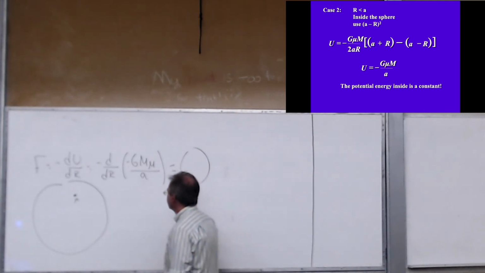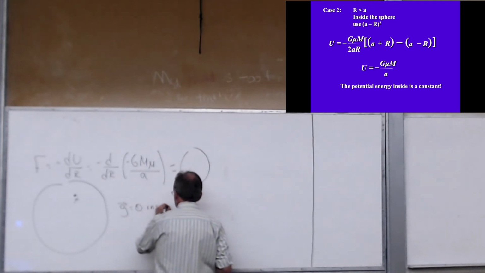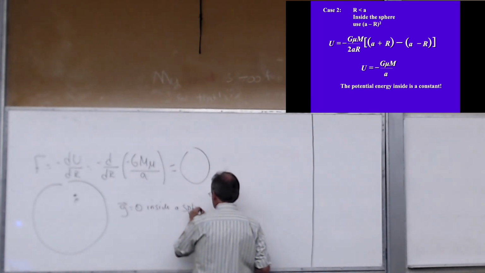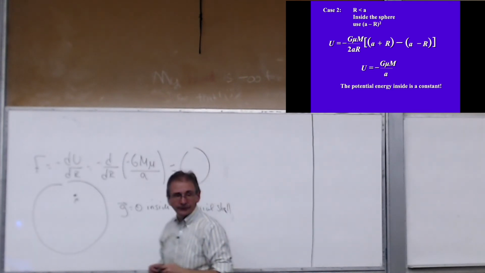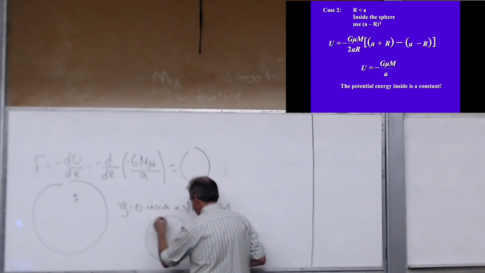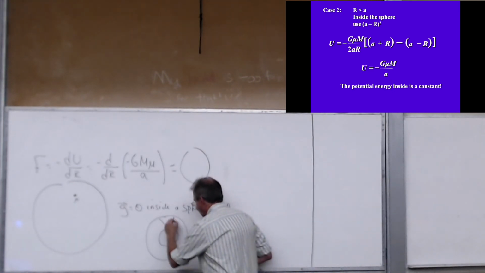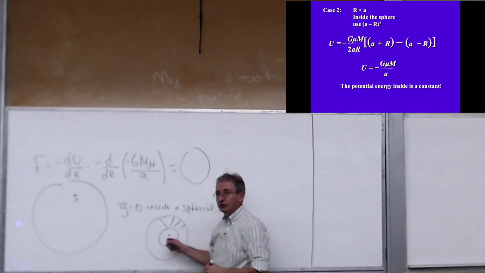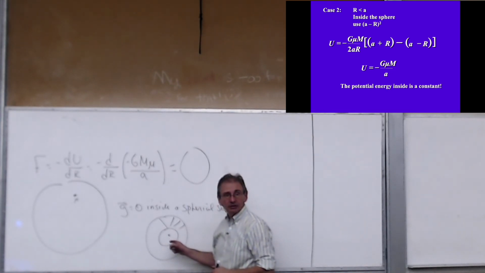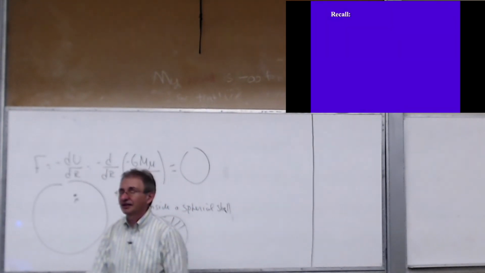Further, if you divide by mu, that means g equals zero inside a spherical shell. Even if you have a cavity, if you go inside the cavity, and this is all solid, g is zero. And if you put a mass in there, the potential energy is going to be constant. So if the Earth were hollow in the center, you could go in there and be fine, if that's possible.